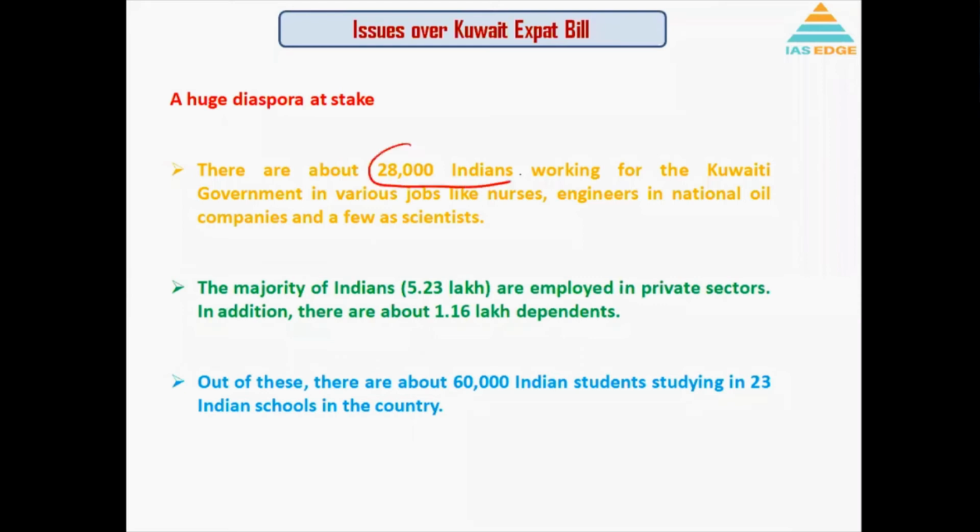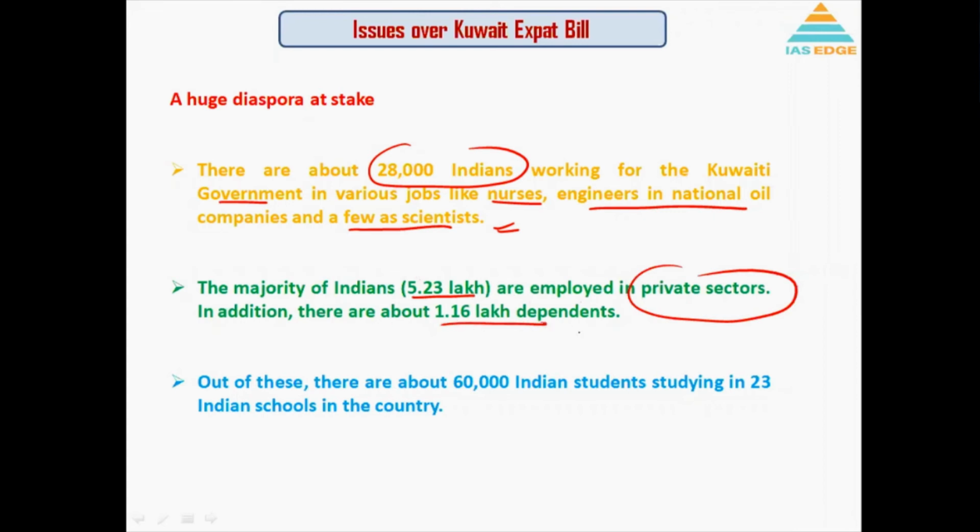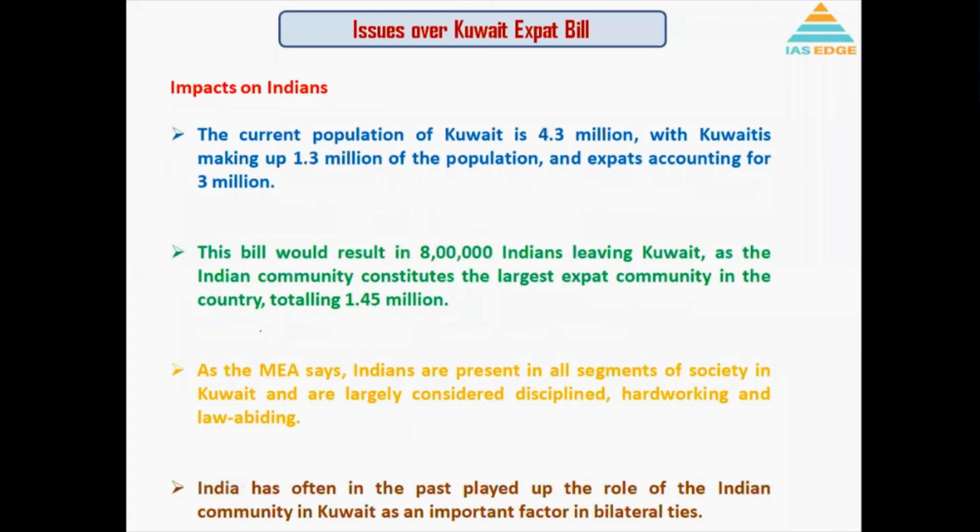There are around 2,800 Indians working in the Kuwaiti government in jobs like nurses, engineers in national oil companies, and a few as scientists. The majority of Indians, 5.23 lakh, are employed in the private sector. In addition, there are 1.16 lakh dependents. Out of this, 60,000 are Indian students studying in 23 Indian schools in the country. So there's a huge number of people involved at different levels. The current population of Kuwait is 4.3 million, with Kuwaitis making up just 1.3 million and expats accounting for 3 million. The bill will result in 8,000 Indians leaving Kuwait, as the Indian community constitutes the largest.